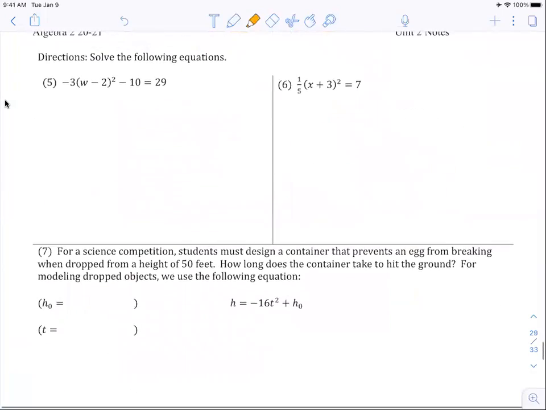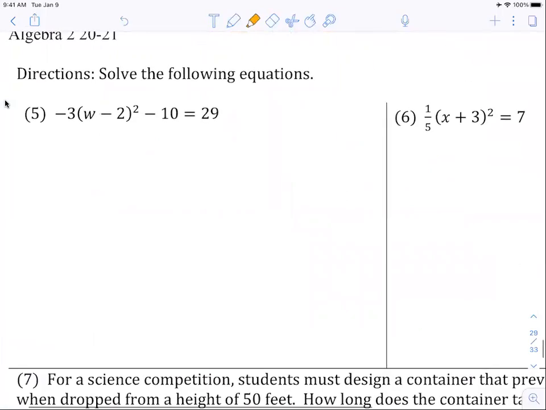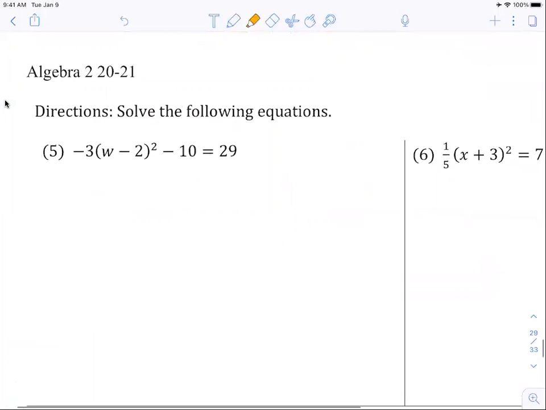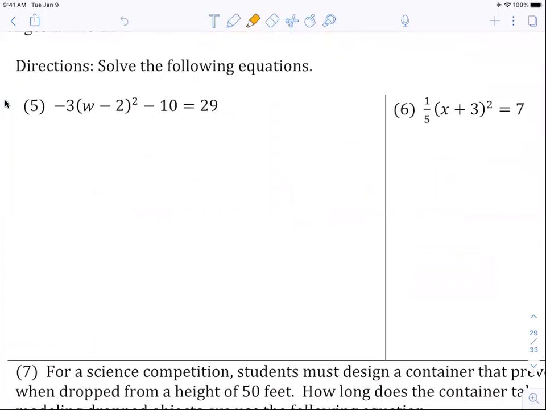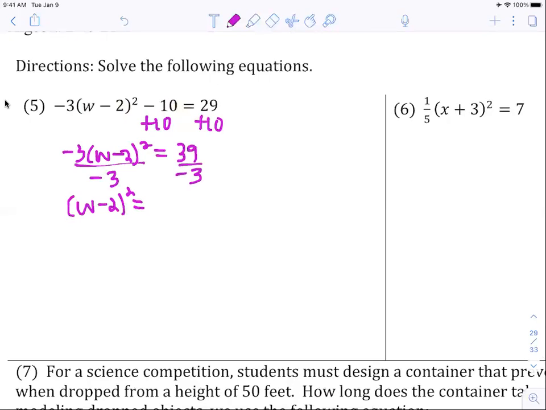Okay. So I got a couple of challenge problems. I'm going to do one with you just to kind of get you started. I'm going to do number 5. So again, first step, we want to get the squared piece alone, which means I don't like that there's a subtracting 10, and I don't like that there's a -3 in front. So just like any equation, I'm going to start by adding the 10 over to the other side. And then we're going to go all about dividing by what's in front. Divide both sides by -3. And we're going to be left with w minus 2 squared equals 39 divided by -3 is -13.